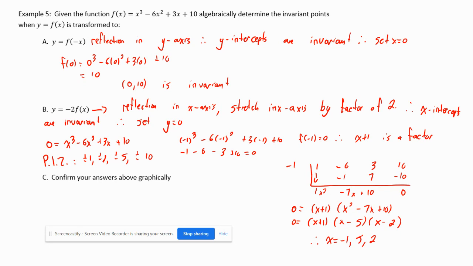We should have 3 invariant points. That means negative 1, 0, 5, 0, and 2, 0 are invariant points. Guys, for part C, I'm going to ask you guys to go ahead and try graphing these guys and see if these are in fact going to be our invariant points.